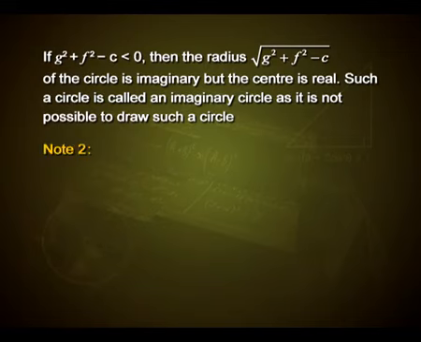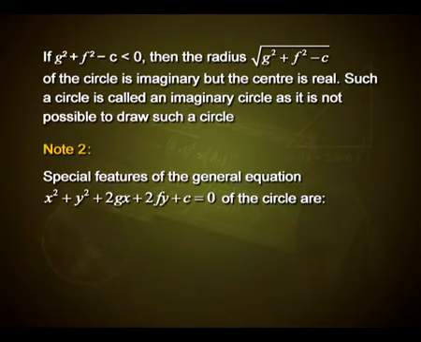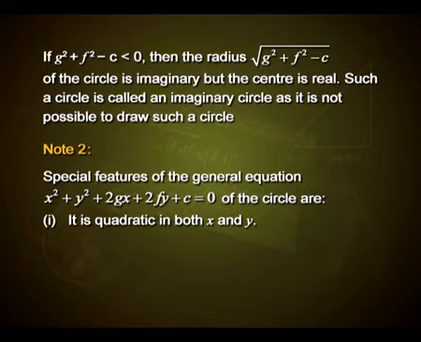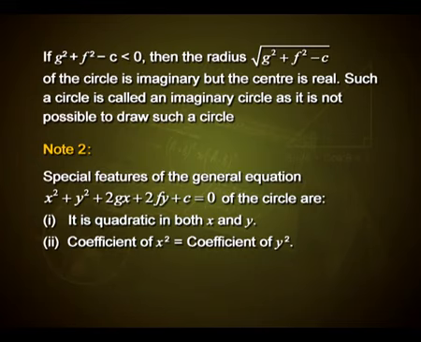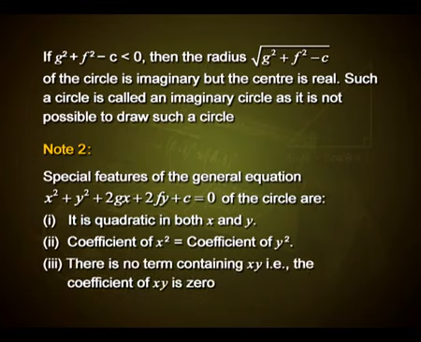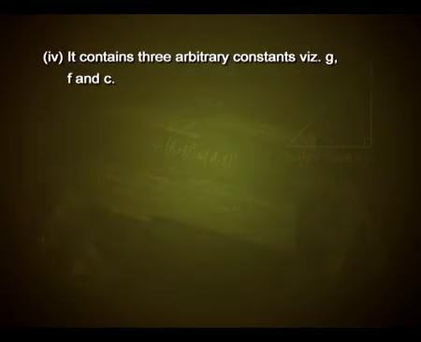We have another point to note here. Special features of the general equation x square plus y square plus 2gx plus 2fy plus c is equal to 0 of the circle are: it is quadratic in both x and y, coefficient of x square is equal to coefficient of y square, and there is no term containing xy, that is the coefficient of xy is 0. It also contains 3 arbitrary constants like g, f and c.